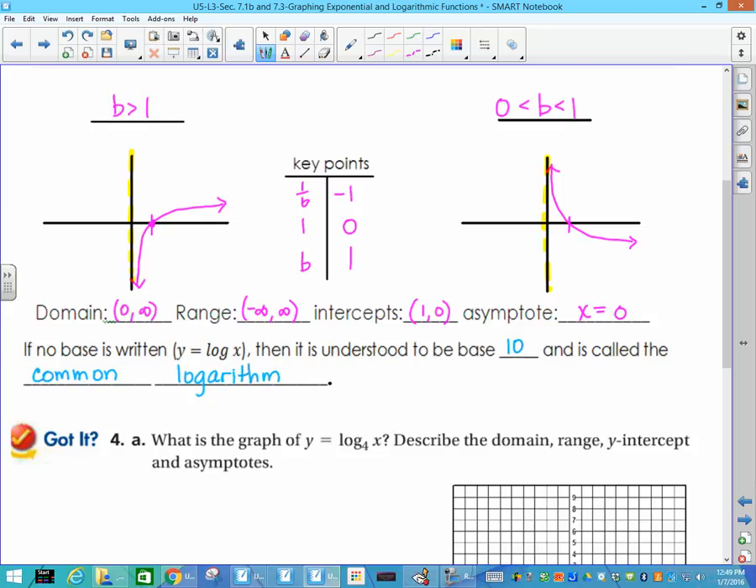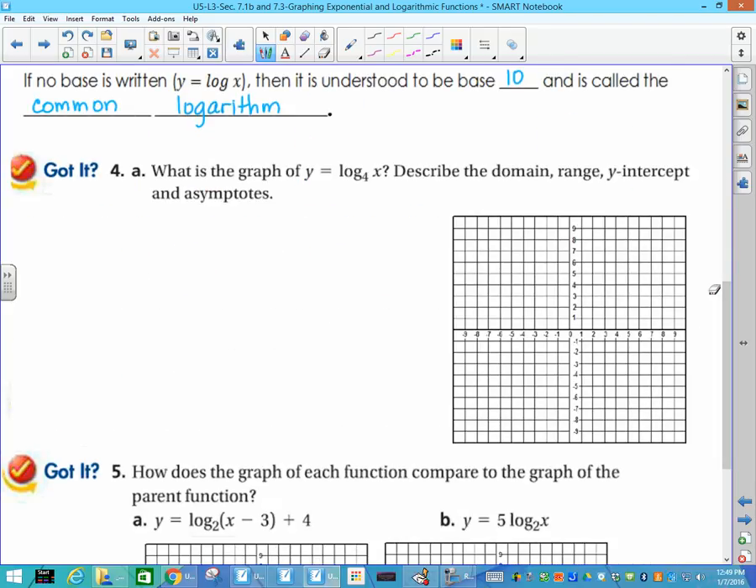Okay, so let's go graph a few, and then we'll be done. So what is the graph of y equals log base 4 of x? Describe the domain, range, y-intercept, and asymptotes. That's how I start off anyway. But just like we've been doing, first thing you want to do is identify your base. What is the base? It is 4. What is the asymptote? x equals 0.